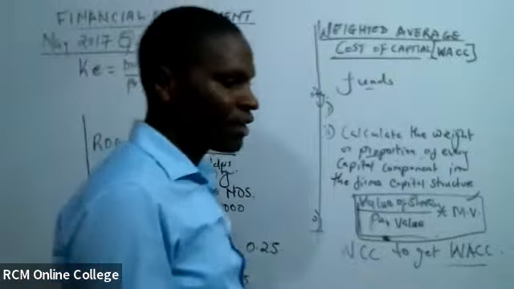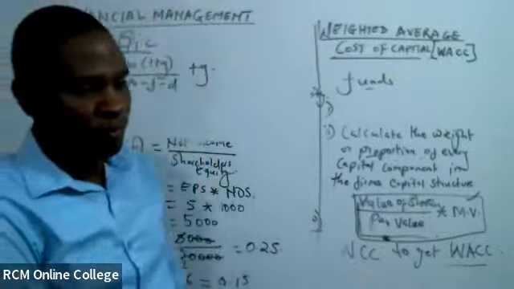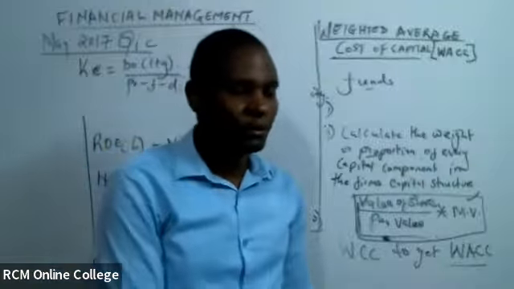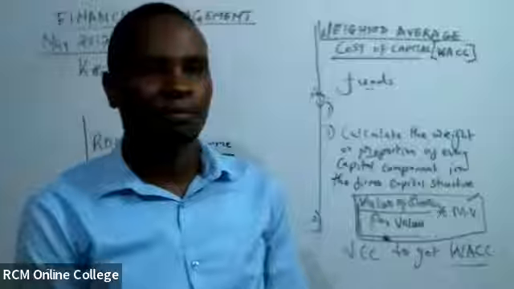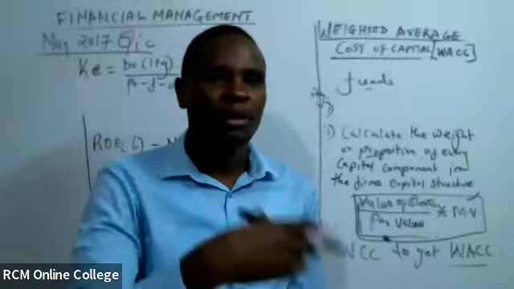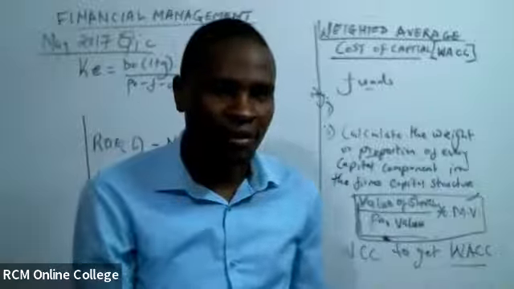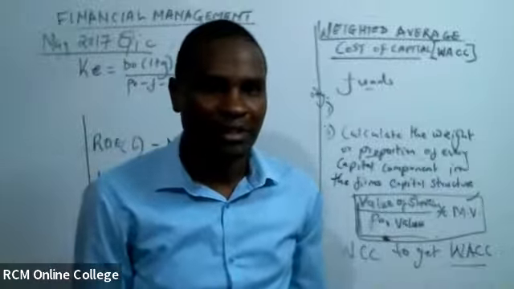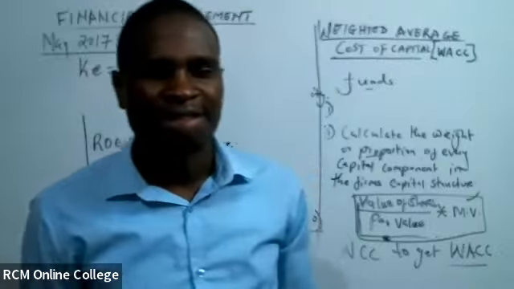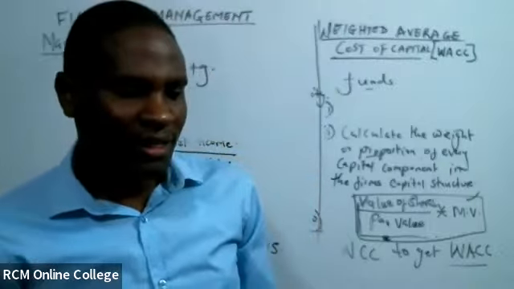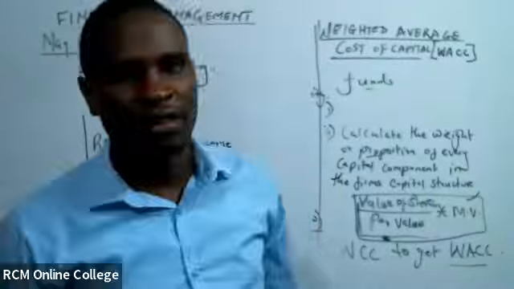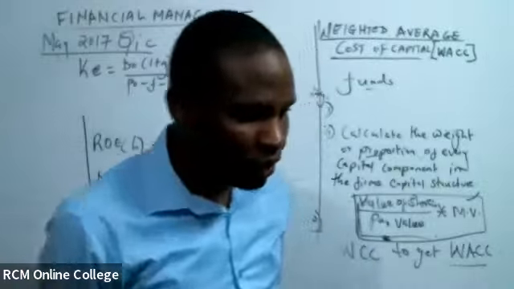But now, I still have a problem. What is my D0? Please help me get D0. Remember, D0 is the current dividend. Halafu ikumbukwe kwamba sometimes the examiner will give you D1. That is the expected dividend. And D1 is equal to D0 (1 plus G). You make the current dividend grow.